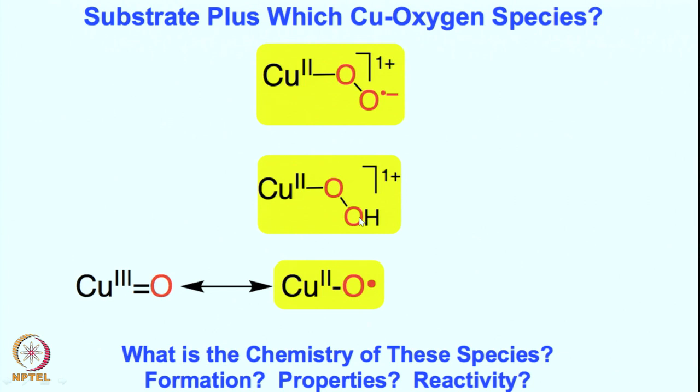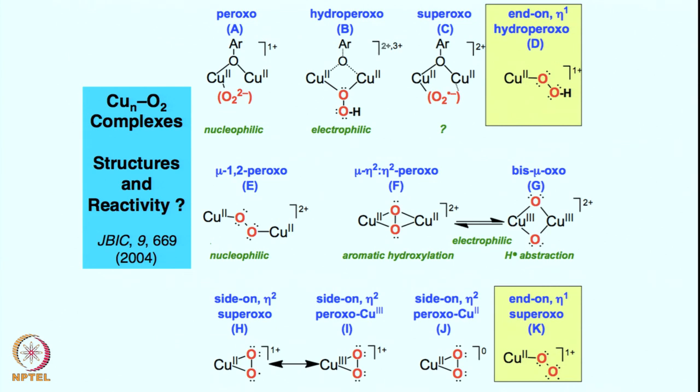We would like to see briefly how we can synthesize these complexes, what their reactivity pattern is, and of course what their properties are. So, for the remaining part of the lecture, we will see the copper superoxo species formation and how it reacts. Copper superoxo, copper hydroperoxo, cupryl or Cu2O dot.